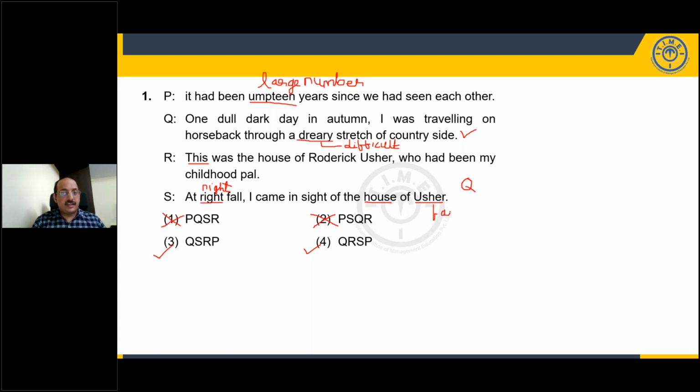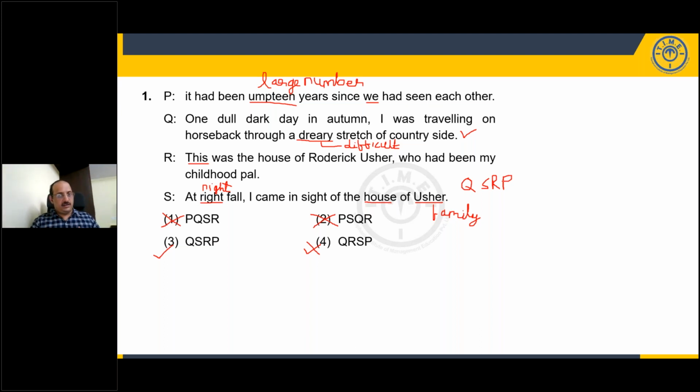And like I said, line number R starts with 'this'. So before that, the actual house needs to come into the picture. So it's very clear that line number S and line number R have to come together. Option number 4 has RS, whereas option number 3 has SR. So 4 gets eliminated and 3 remains my answer. And if I see P, it had been umpteen years since we had seen each other. So who's this 'we'? The author and this particular person. Therefore, my order has to be very clearly QSRP.